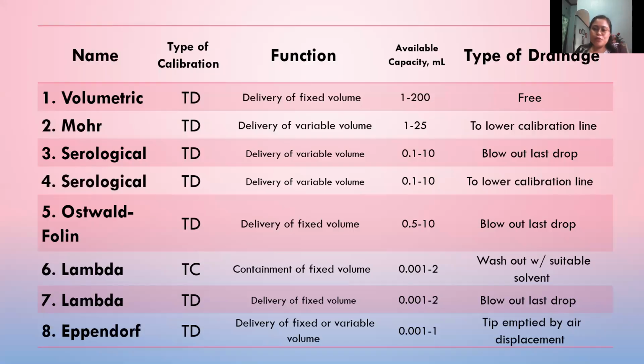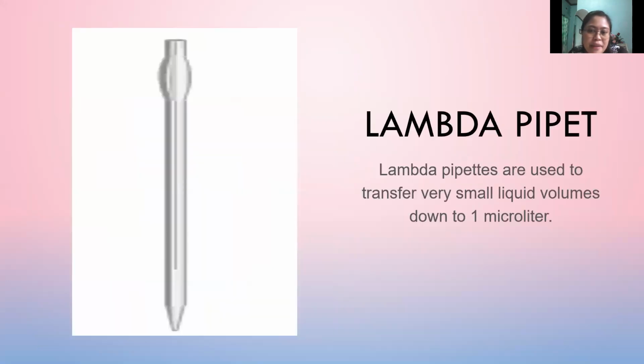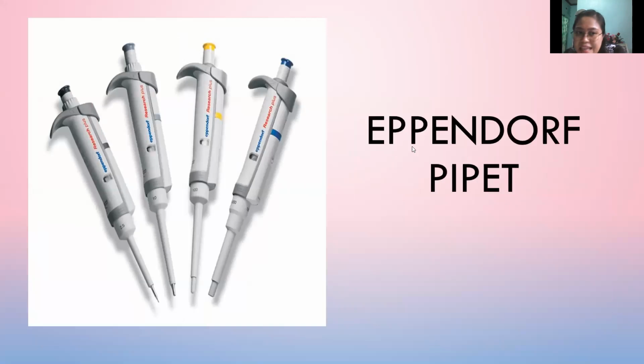Okay, and then the last one we have is the Eppendorf pipette. This is also used to deliver, but it depends. We have the Eppendorf pipette used to deliver a fixed volume, and it can also be a variable volume of liquid. It can deliver a small capacity, 0.001 ml to 1 ml. And the tip is emptied by air displacement. Therefore, the Eppendorf pipette is what we know as the micropipette.